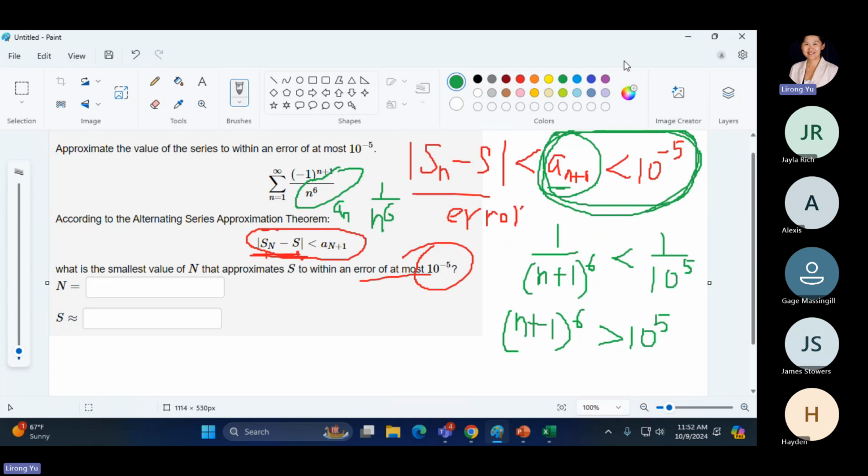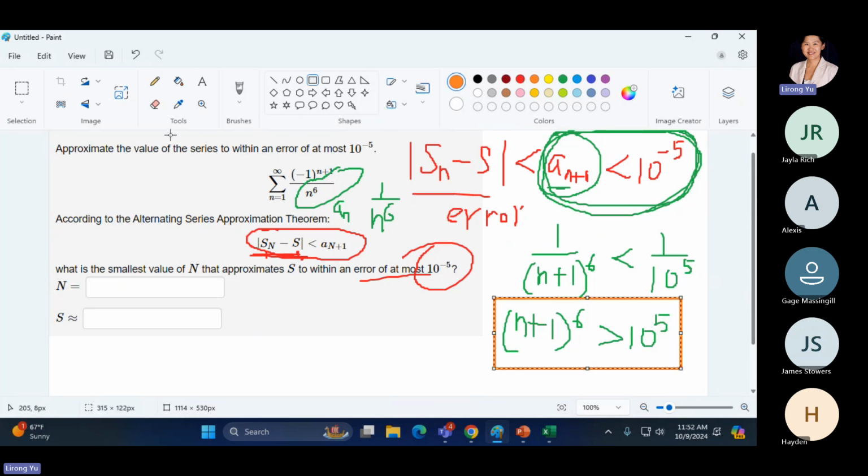And then we want to solve for n. There's only one variable in the inequality. So in order to solve this, we'll take the power of 1 over 6 of both sides. So we have n+1 is bigger than 10 to the power 5 times 1/6 power. So we're taking the 1/6 power of both sides just to counteract the power 6. And then we can subtract 1. So n has to be bigger than 10 to the power 5/6, minus 1.